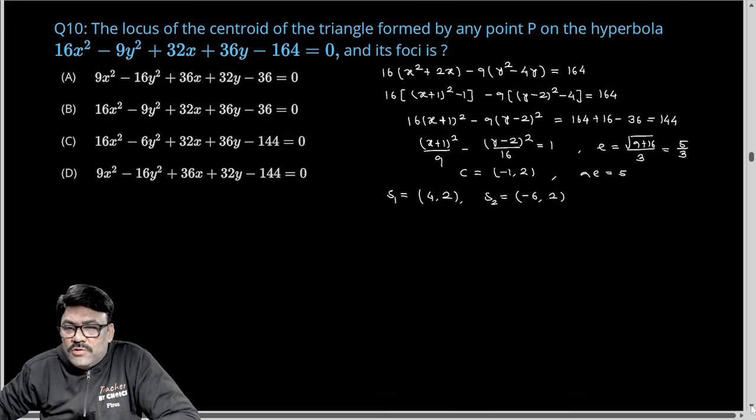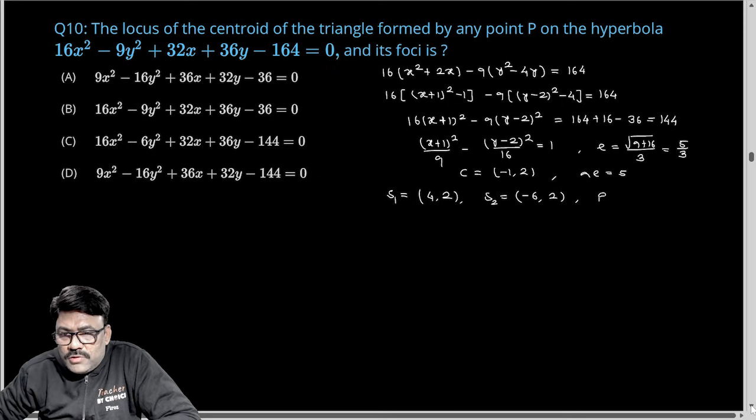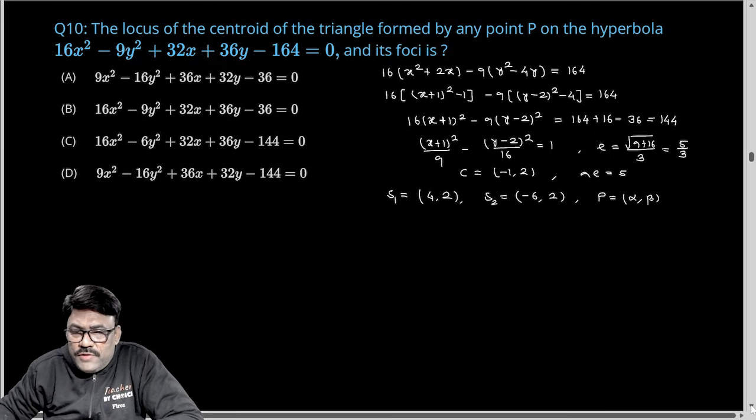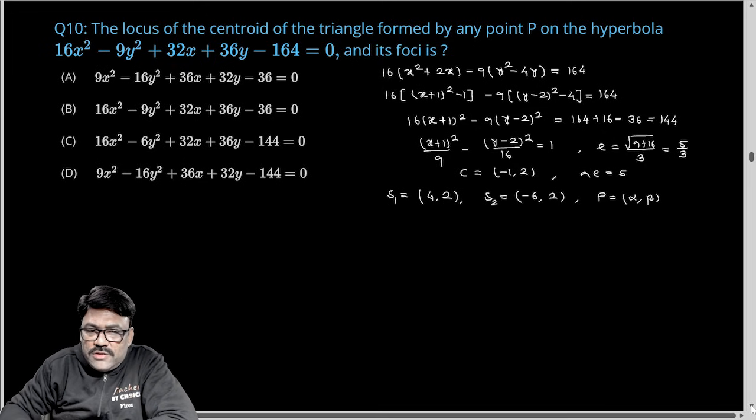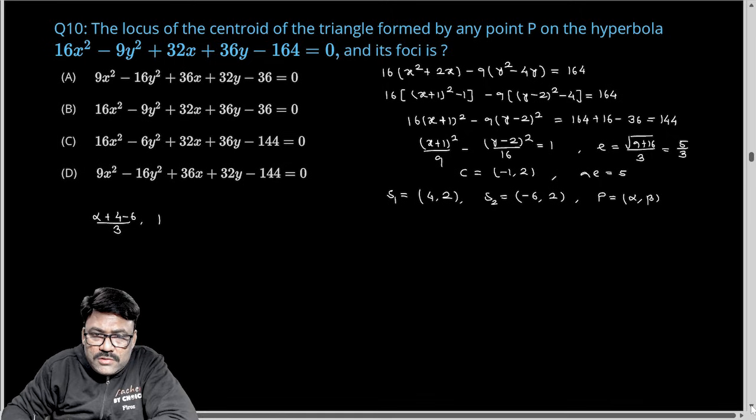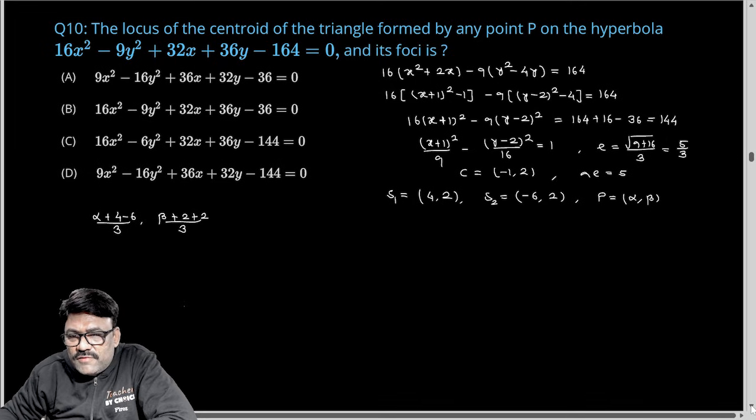Now I'm choosing a point on the hyperbola. Let's say P alpha beta is any point on the hyperbola. So if I find the centroid of the triangle PS1S2, the centroid will be what? Alpha plus 4 minus 6 by 3, beta plus 2 by 3. This is the centroid: alpha plus 4 minus 6 by 3, beta plus 2 by 3.